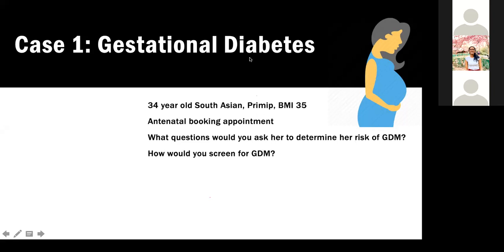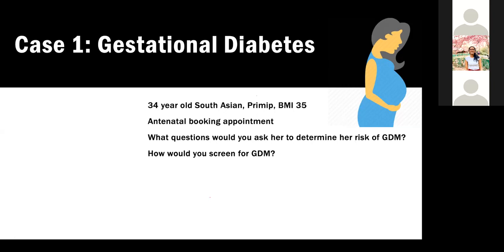And how would you screen for GDM? Sort of mentioned it briefly in the question, but what do we usually do? OGTT, yeah. Because HbA1c is not very reliable in pregnancy. So they usually do fasting glucose and then they give you an OGTT as well. Good. And when do we usually screen? Unless you've obviously had previous GDM, then you might screen earlier, but when is the standard screening done? It's actually not done at booking.